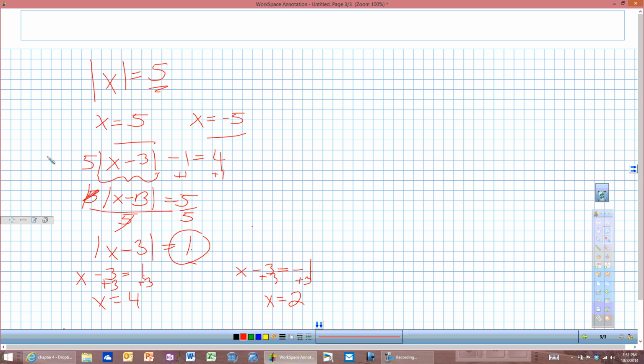Now I have to go back and plug it back in to make sure that I'm not finding more in this equation. I don't need that one. But I need to go back and plug those in.